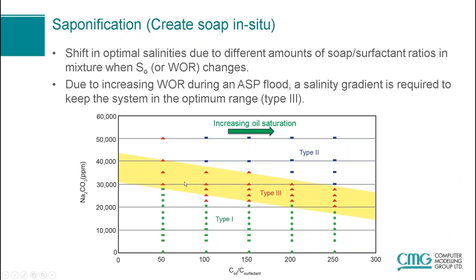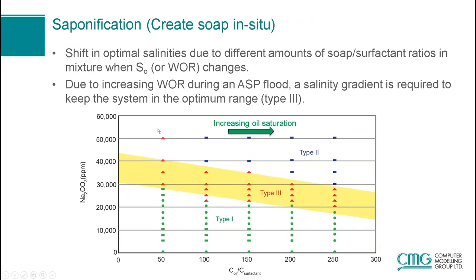So that leads into this slide here, which is showing a typical activity diagram. What we have on the y-axis is essentially salinity. It's our alkali concentration, but the alkali has sodium, so there's salinity associated with it. So it's salinity here, and on the x-axis is concentration of oil over concentration of surfactant. But just to simplify things, let's think of it just as oil saturation. So oil saturation is increasing to the right and decreasing to the left.